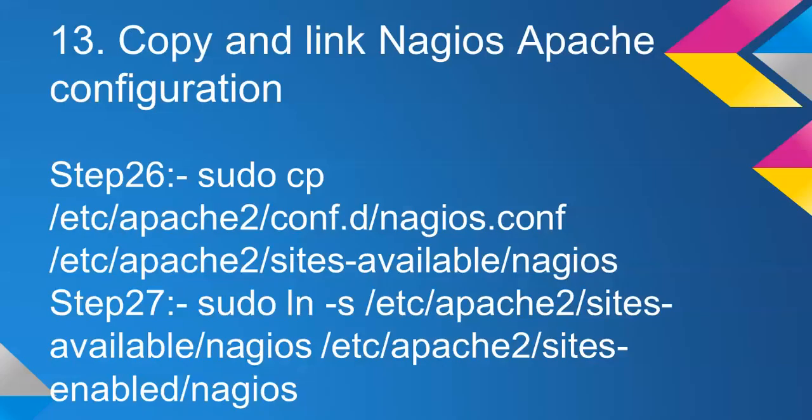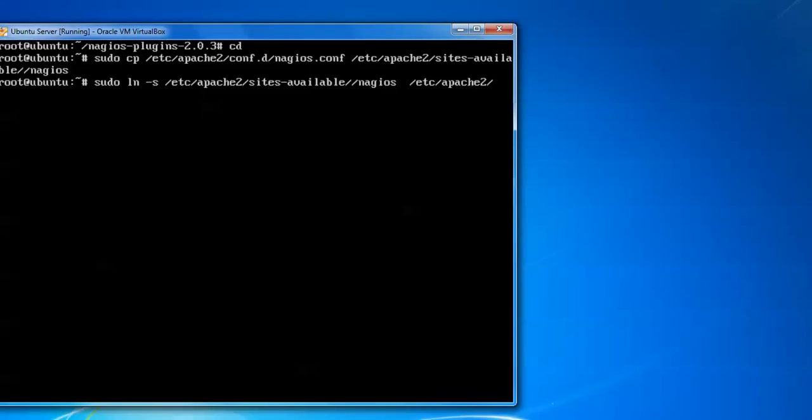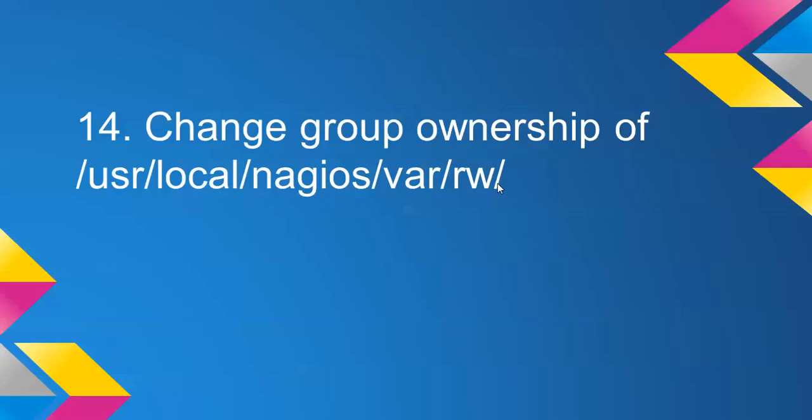Now we'll copy the link and the Nagios Apache configuration by typing this command. So it's configured and we have given sites-available also, and we are going to change the ownership permission by giving this command.